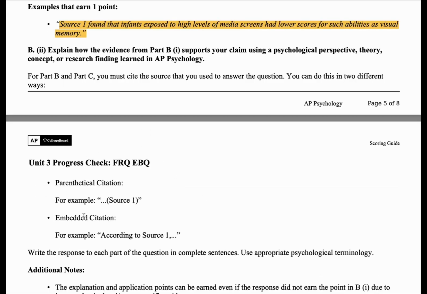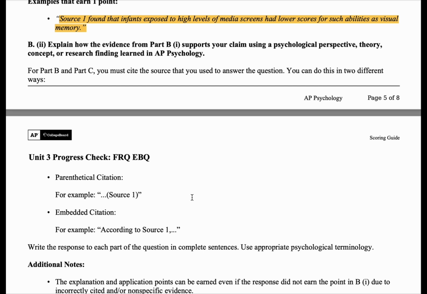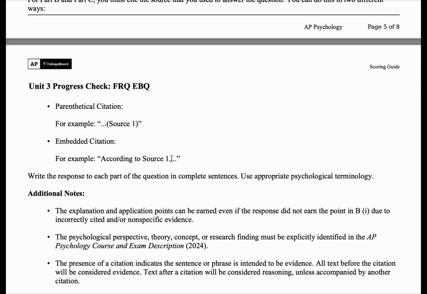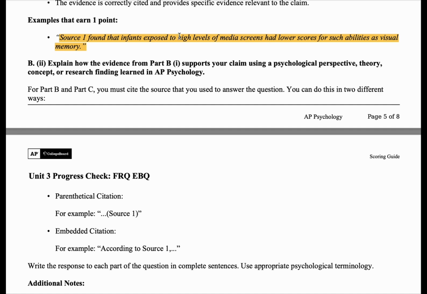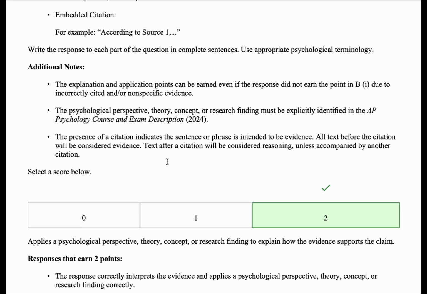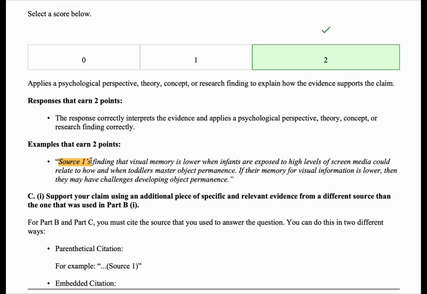And then for B2, we have to explain it. And by explaining, the easiest way is to use because. So you can say, according to source 1, the things that we found so far, according to Piaget's stage theory, children are developing object permanence. Source 1. Keep in mind this is 2 points, okay? So all the C2 and B2 questions are worth 2 points.